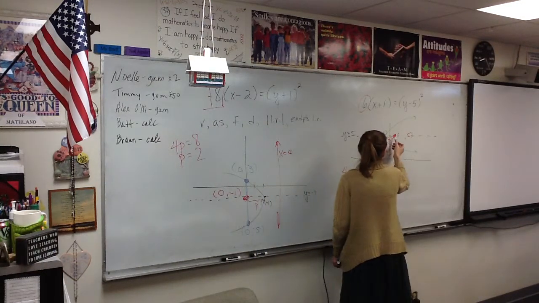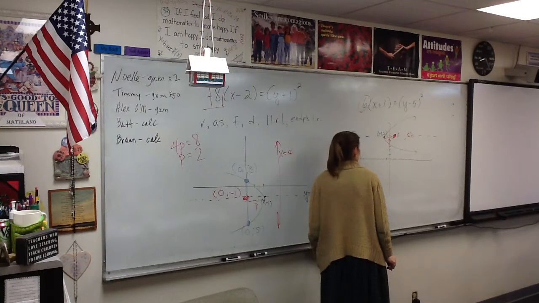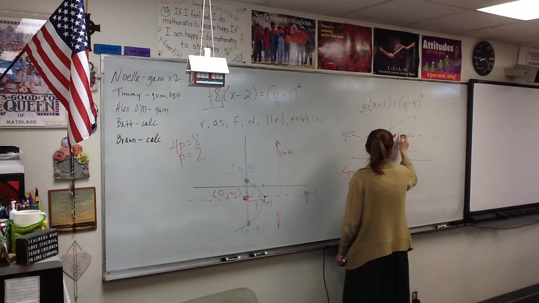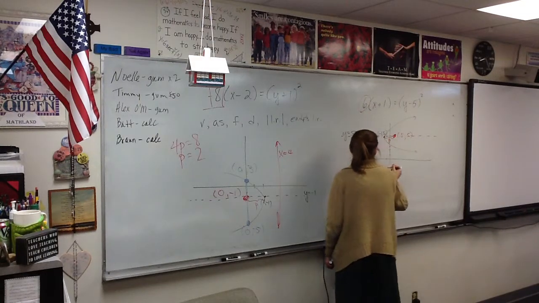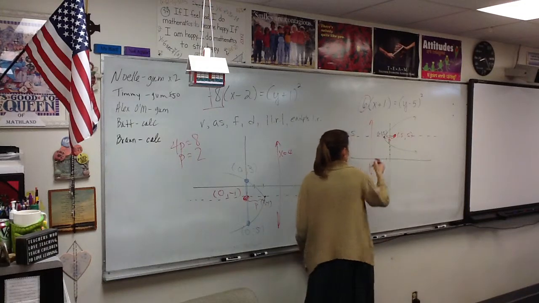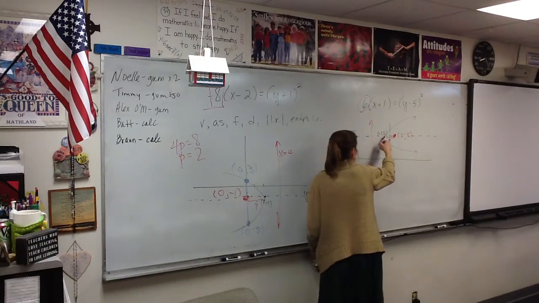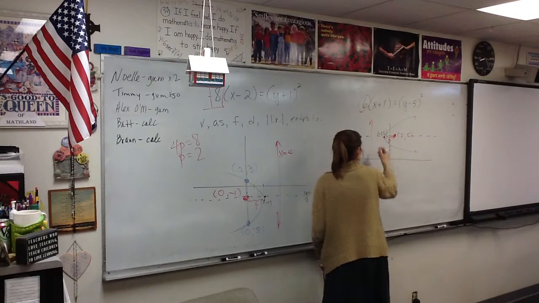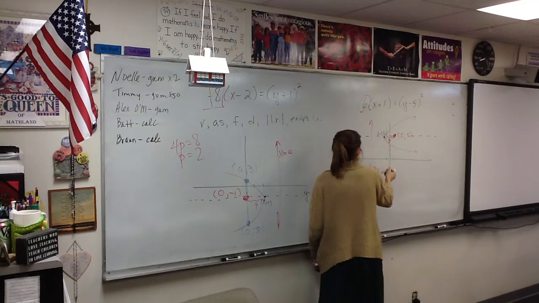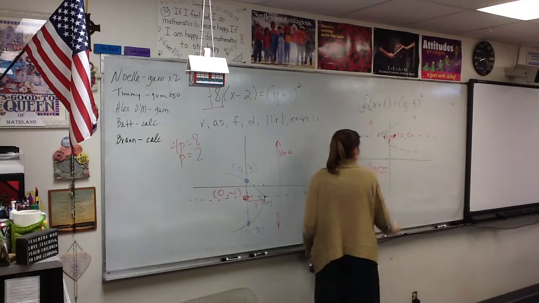So if I go forward 1.5, where will I be? A half. If I go backwards 1.5 to get my directrix, where will I be? I'm intersecting the x-axis, x equals -2.5.